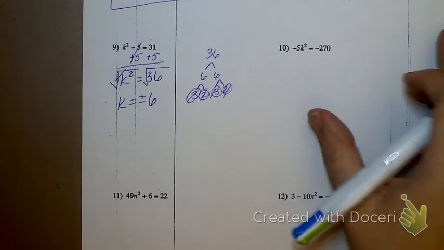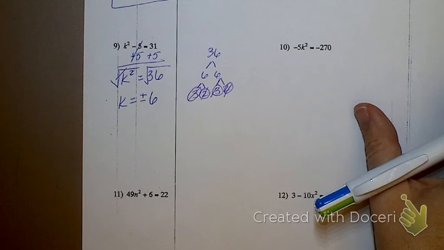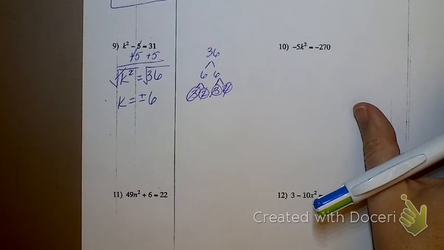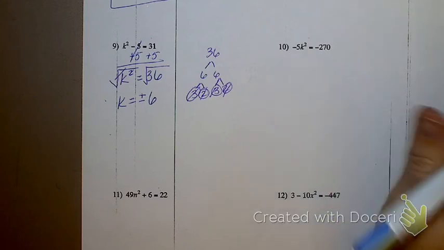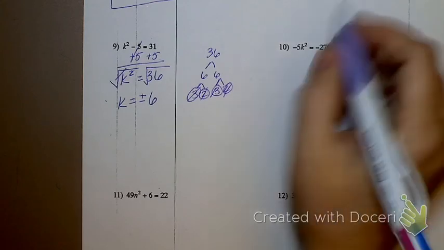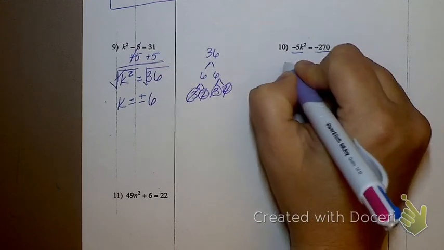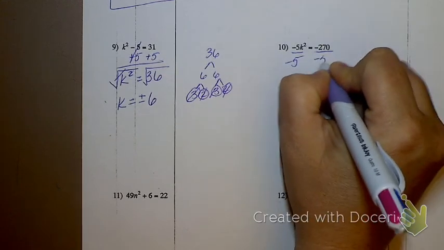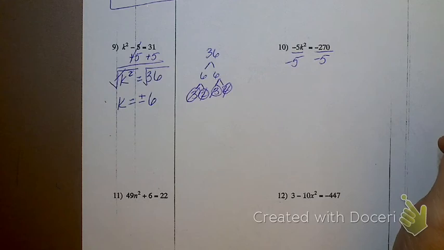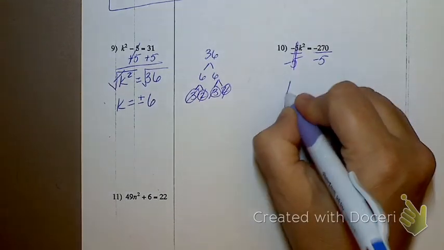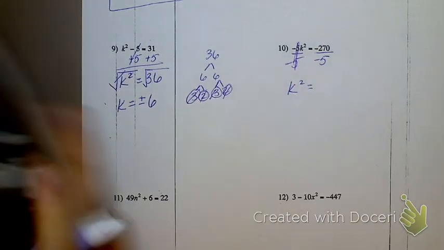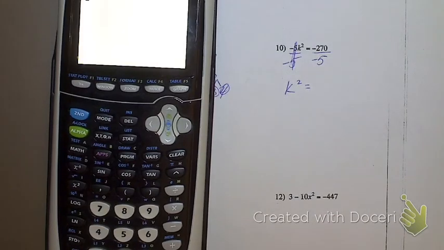What about number 10? Don't you have to get rid of the negative? I mean, you multiply. I've got to get k squared by itself, so I've got to get rid of that 5. How do I get rid of it? You divide both sides by what? Negative 5. Now, some people will have a tendency to divide by -5k squared. They'll keep the k there. I don't want the k to cancel out. I just want the -5 to cancel out. So k squared equals 54. Divided by -5 is 54.